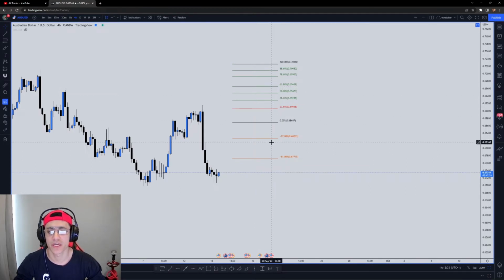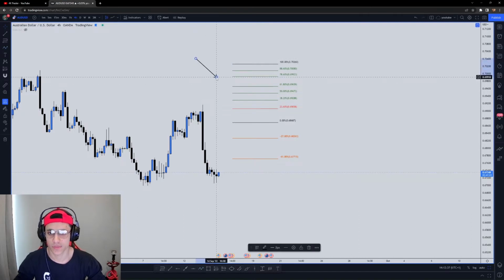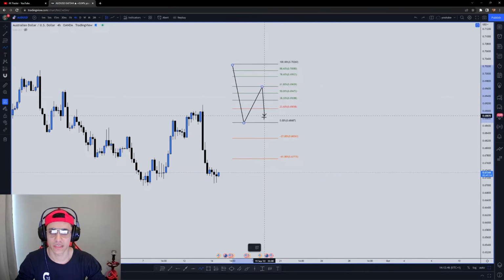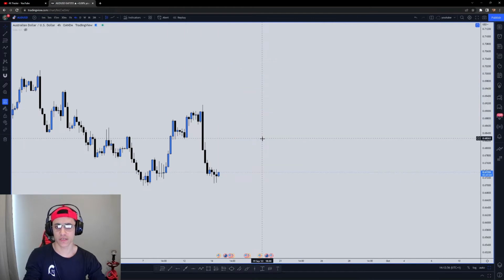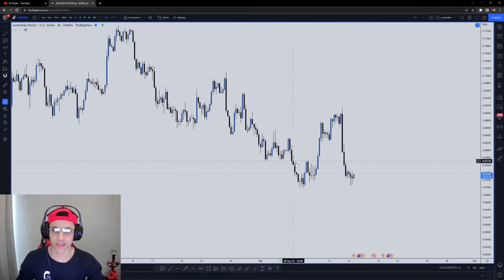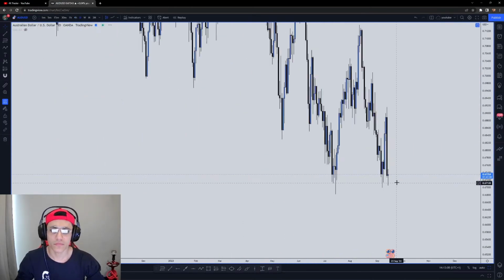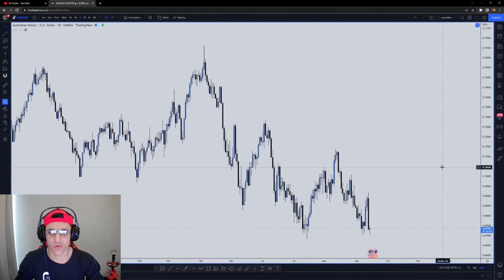So if I do a little example, it will look something like this: A, B, C, and then D. A perfect example would look like this, and you would look into taking a trade from this point C to point D. But of course, on market structure, nothing is perfect, and so we have to adapt.